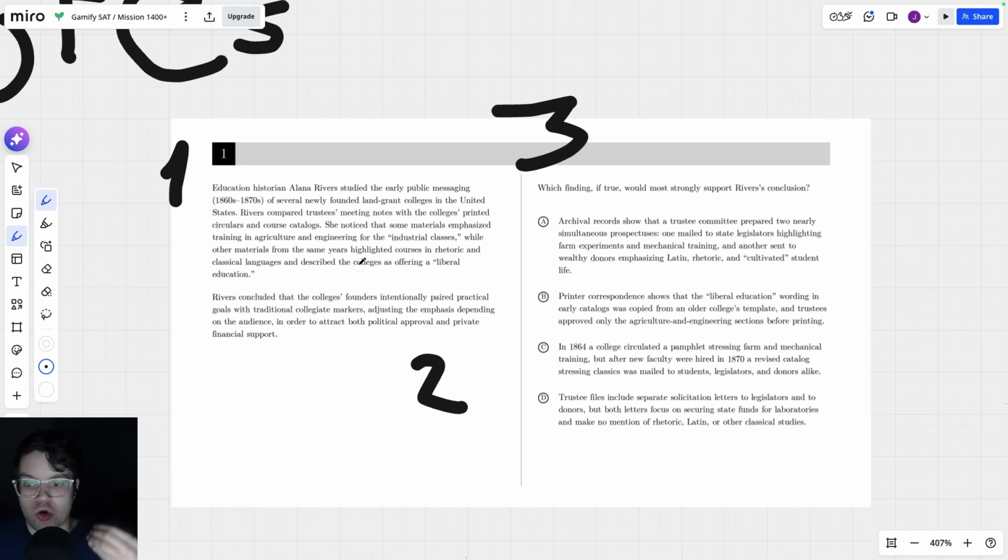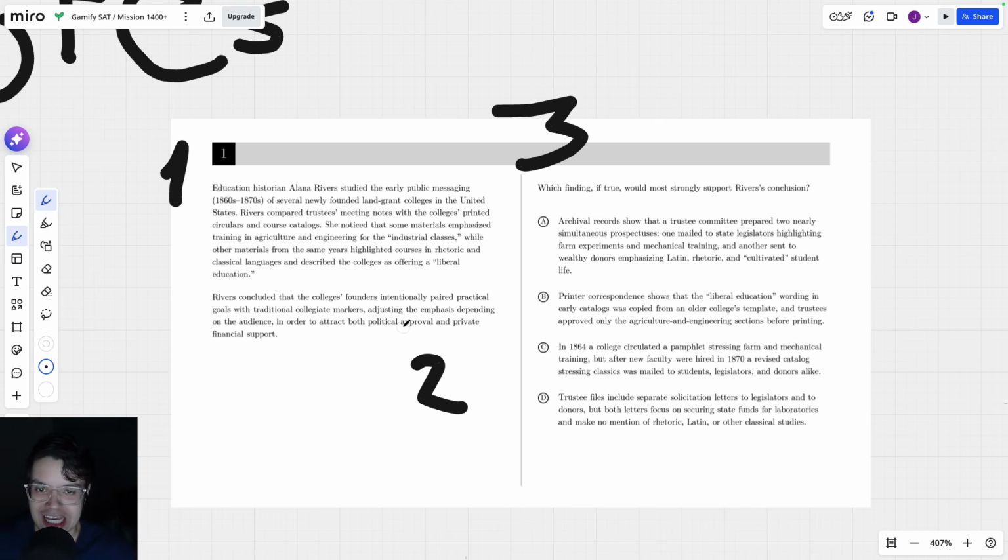Other ones want to focus more on the fact that it's a classical education, reading Aristotle, philosophers like that. Rivers concluded that the college's founders intentionally paired practical goals with traditional collegiate markers, adjusting the emphasis depending on the audience in order to attract both political approval and private financial support.